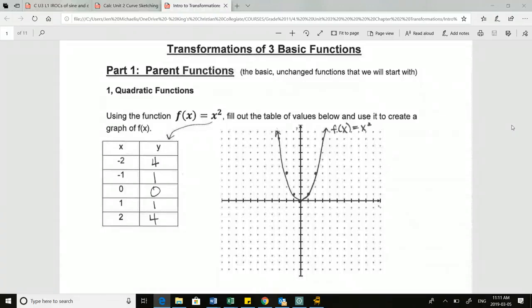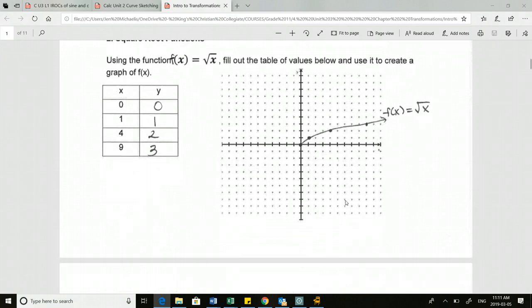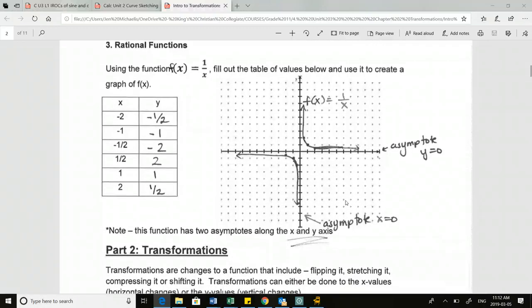So this was the first graph. You should have 4, 1, 0, 1, 4 as far as points there. So that's what it should have looked like. The next one is a square root function. The square root function actually doesn't go any further than 0, 0. So if you happen to extend it over there, that shouldn't have happened. So starting at 0, 0 and then curving off to the right, the numbers should have been 0, 1, 2, 3.